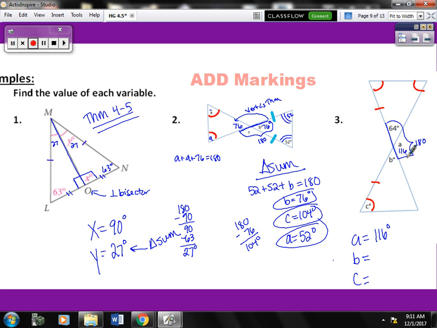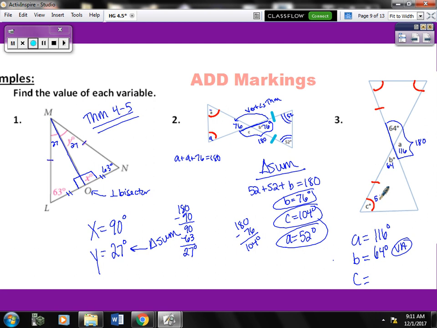Who can tell me what they got for B? Luke? 64. 64, how'd you find that? Vertical angle. Good. And what would C have to be, Maddie? C would have to be 58.